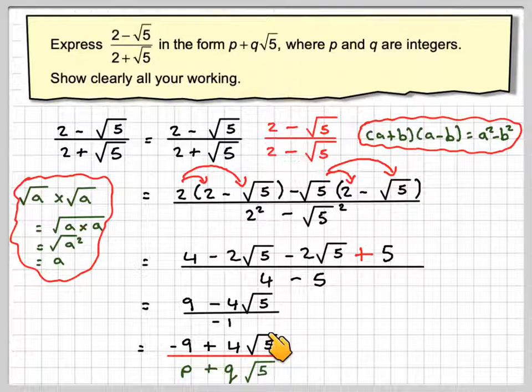So all this working would be required for you to get the full marks for this question. So this has been a video to show you how to rationalise a surd.